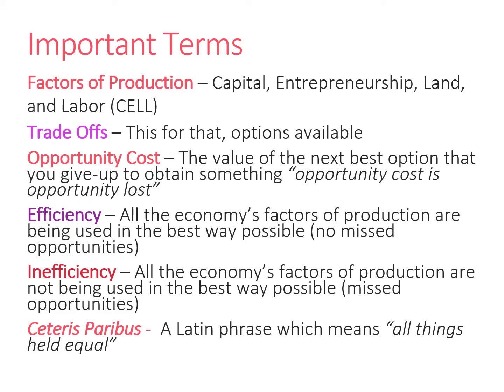Before we move forward, there are a couple of important terms you need to be familiar with. The first term is factors of production. That should sound pretty familiar by now. In case you don't know them, you can remember them with the acronym CEL: capital, entrepreneurship, land, and labor. Basically, those are the resources we need to produce things in the economy.